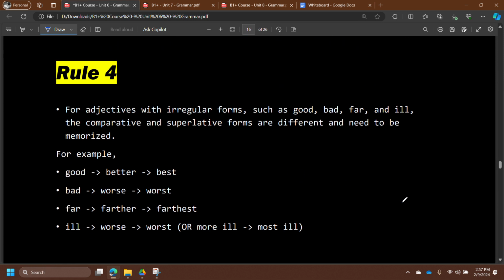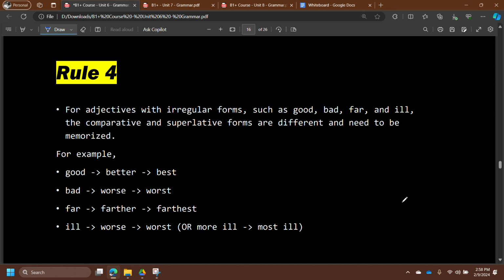Rule 4. For adjectives with irregular forms such as good, bad, far, and ill, the comparative and superlative forms are different and need to be memorized. Okay, so they normally don't really follow the rules, hence the name irregular. Example, good becomes better, better becomes best, bad becomes worse, worse becomes worst, far becomes farther and farthest, and also further and furthest based on the type of English, meaning American or US English and British English. They do kind of give you a different explanation of it.